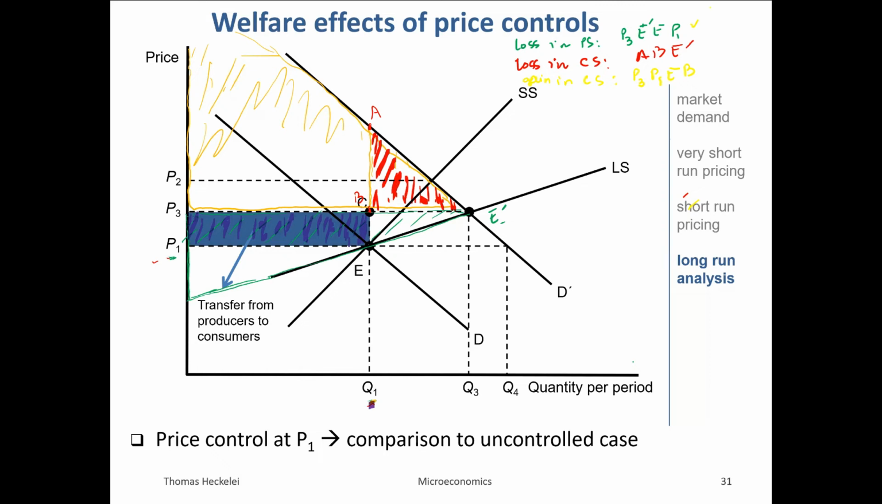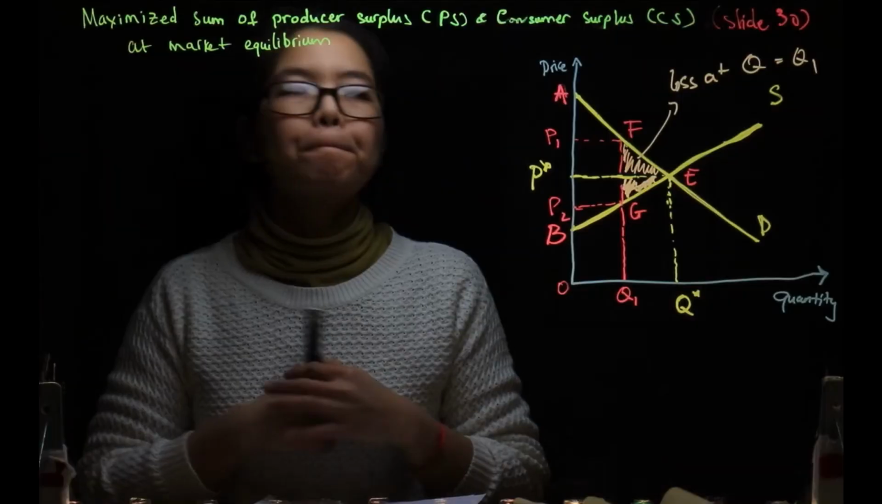And on the other hand, the two other loss areas from consumer and producer surplus are now gone, could not be realized anymore. So that's the welfare effect of the price control. I hope that's helpful. Okay.